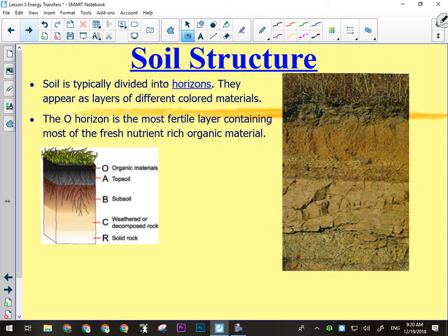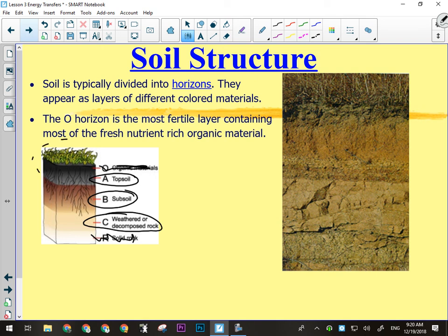typically has 3 layers. Those layers being the topsoil, or the A horizon, the subsoil, the B horizon, and the parent material, which is made of rock, called the C horizon. We don't actually use these terms here. We just go A, B, and C. Everyone all right with that idea? So 3 layers that we're most concerned with.